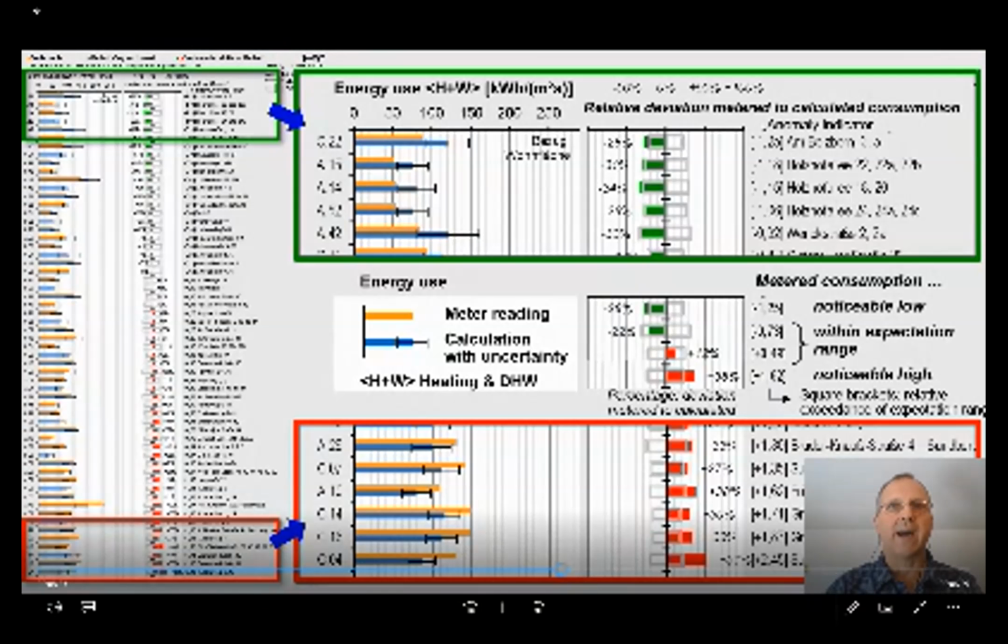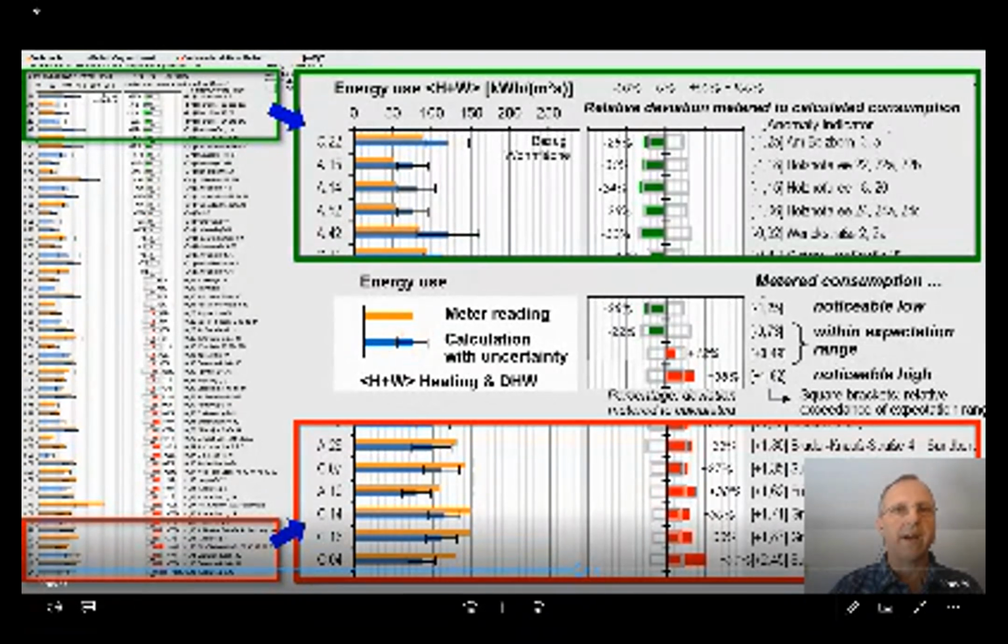Now we have calculated the energy use for all the buildings in the database and can compare it with the meter reading. On the left side, you see a chart where all of these values are included. You see the orange bars, which are meter readings, and the blue bars, which are the calculated energy use, and you also see the uncertainty of the calculated energy use.